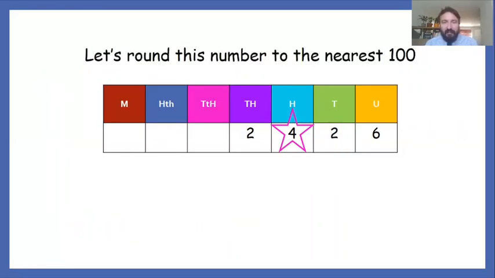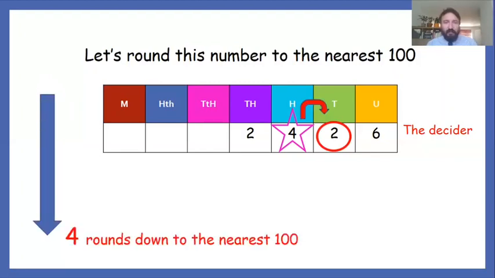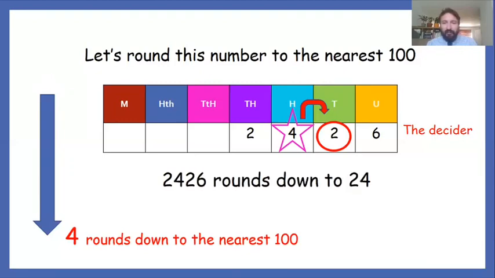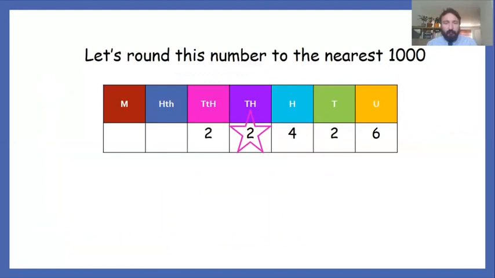Round that number then for me. Off you go. 2,426. Remember, identify your decider. Ask yourself, is it above 5 or not? If it's not, which it's not in this situation, then we know we're going to be rounding down to the nearest 100. So here we go. 2,426 rounds down to 2,400.